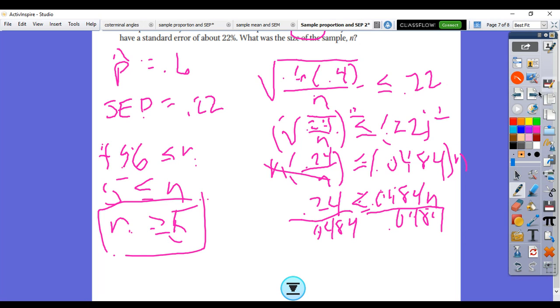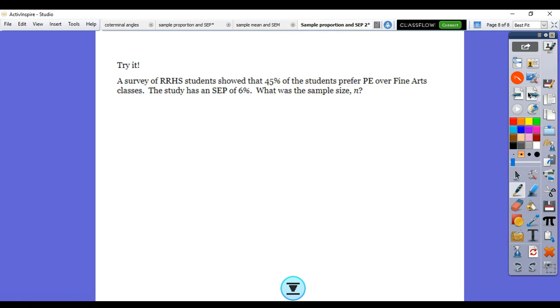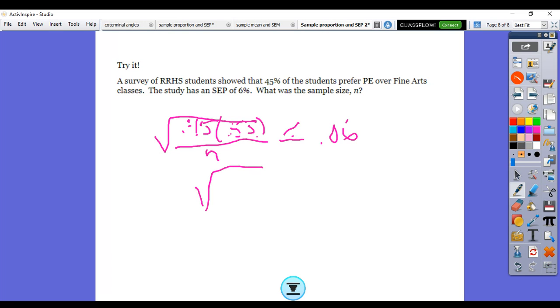Okay, so go ahead and stop the video, do the try it, and we'll finish up with the last problem. So p hat was 0.45, and SEP is 0.06. So 0.45 and 1 minus 0.45 is 0.55, over n is less than or equal to 0.06. So 0.45 times 0.55 is 0.2475.